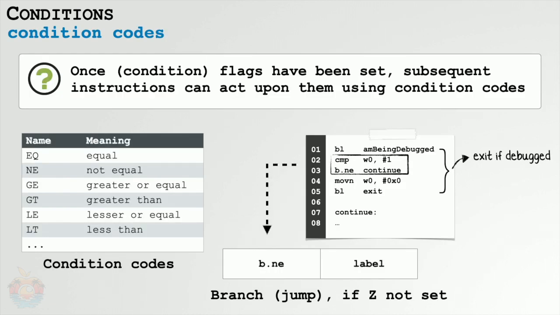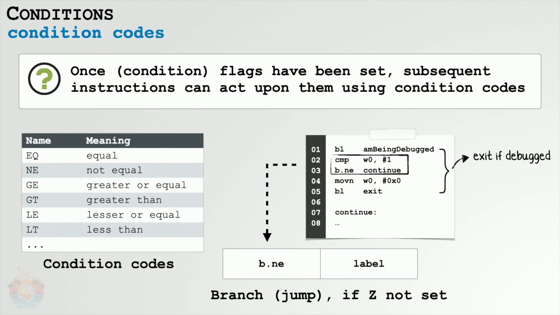Once these condition flags have been set, for example via the CMP or comparison instruction, subsequent instructions will then act on these flags using something called condition codes. These codes can include things like equal, not equal, less than, greater than, etc. So let's take a closer look at the example on the slide, which contains anti-debugging logic extracted from a malicious sample. The logic will cause the malware to exit prematurely if it detects a debugger.